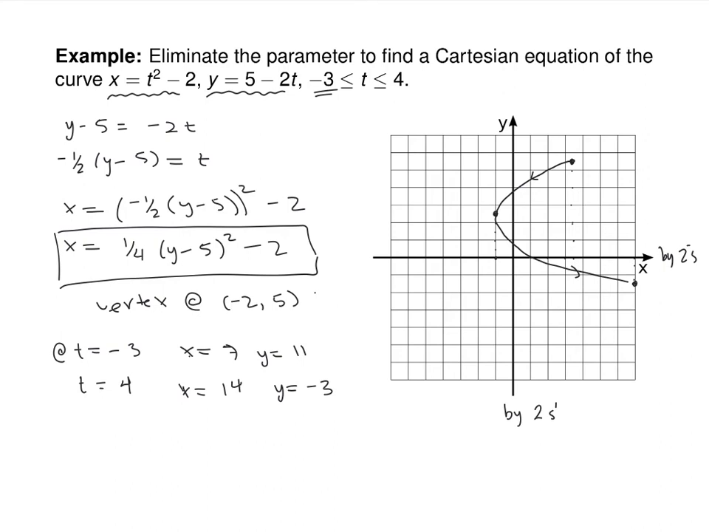And so I think it probably is best, you could give restrictions on the x's, but really this is a function of y, so you're going to give restrictions on the y's. So the lowest y value you plug in is -3, and the highest y value you plug in is 11.